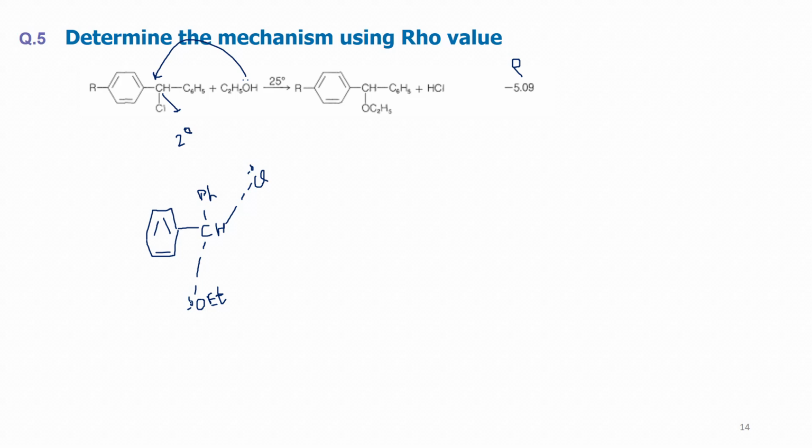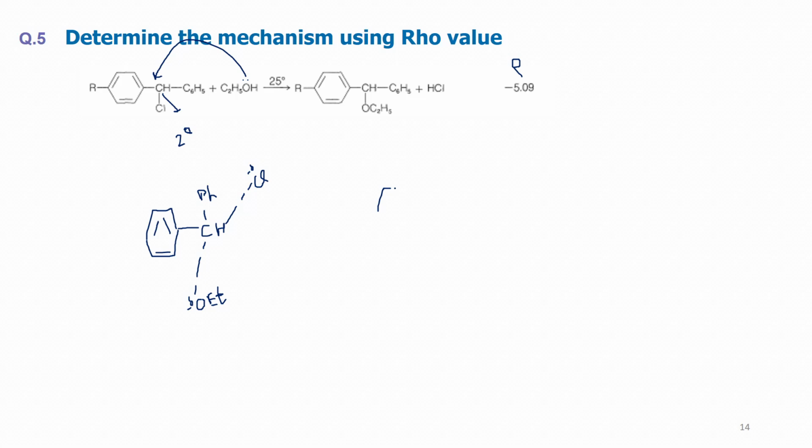Because the intermediate is negatively charged, in presence of an electron withdrawing group, there is a flow of electron inside the ring. Whenever there is a flow of electron inside the ring, it will be a positive rho value, and if there is a flow of electron outside the ring, then it will be a negative rho value.